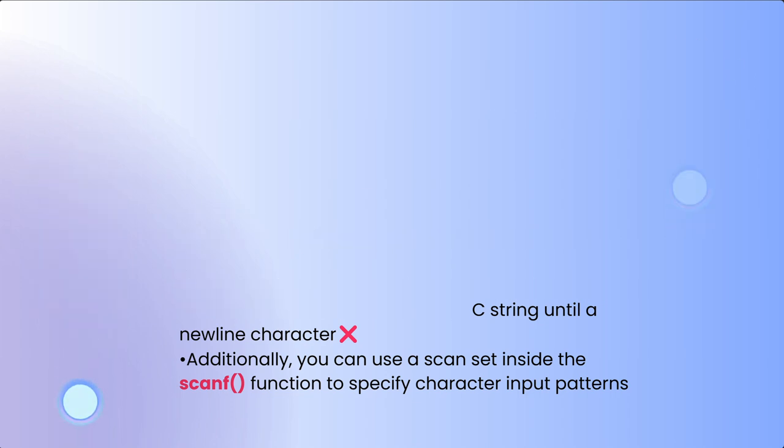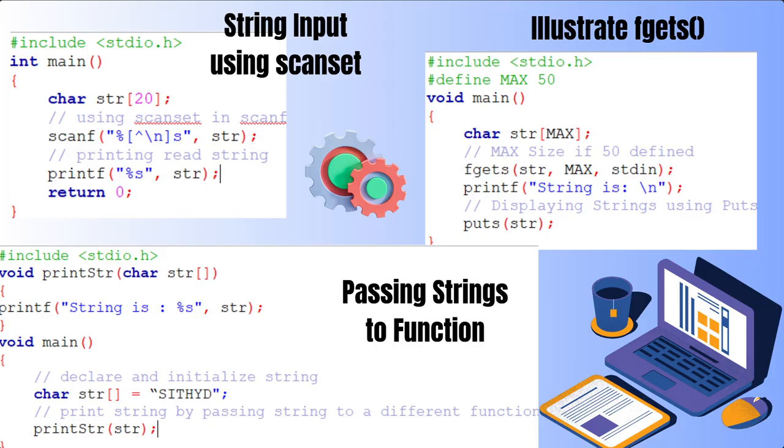Moving on, we will understand them with the help of examples: fgets, gets, scanset. In this program we have the main function where we have taken a character array of size 20, using the scanset. This way we are taking input, and then finally we are printing it and returning the value.